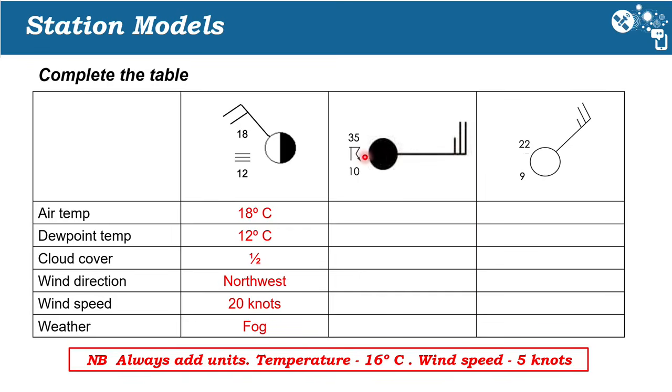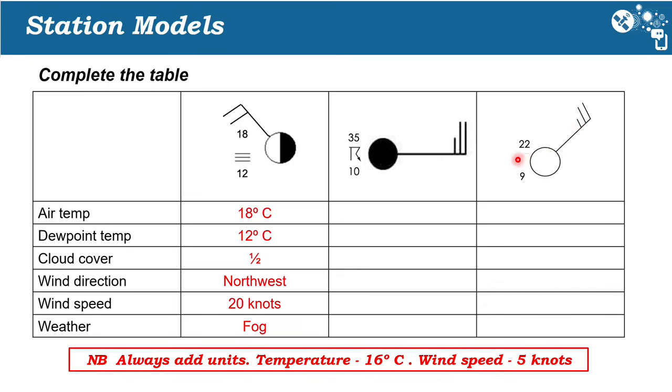And the weather conditions over here is thunderstorm. That's the symbol for a thunderstorm. Let's have a look at this one. The air temperature is 22 degrees Celsius. The dew point temperature is 9 degrees Celsius. Cloud cover, 0. Clear skies, no clouds. The wind direction is coming from the northeast, and it is blowing at a speed of 25 knots.